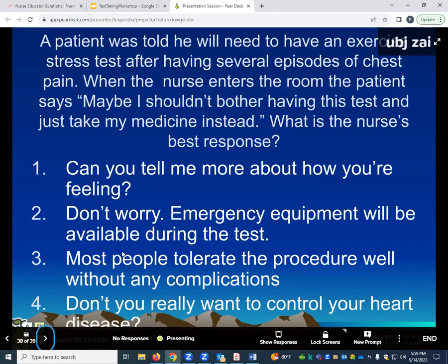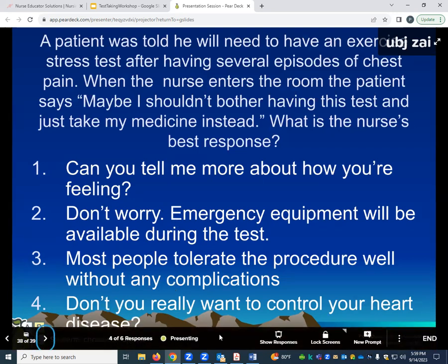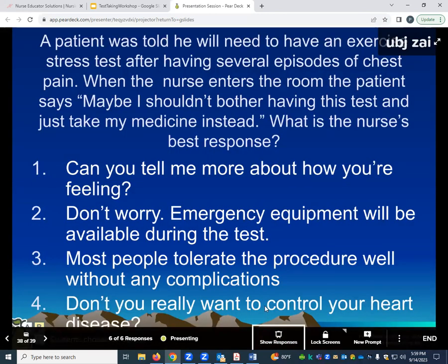The patient was told he needed to have an exercise stress test after having several episodes of chest pain. When the nurse enters the room, the patient says, well, maybe I shouldn't bother having this test and just take my medications instead. What's the nurse's best response? Can you tell me more about how you're feeling? Don't worry, emergency equipment will be available during the test. Most people tolerate the procedure well without any complications. Don't you really want to control your heart disease? The answer is: can you tell me more about how you're feeling?